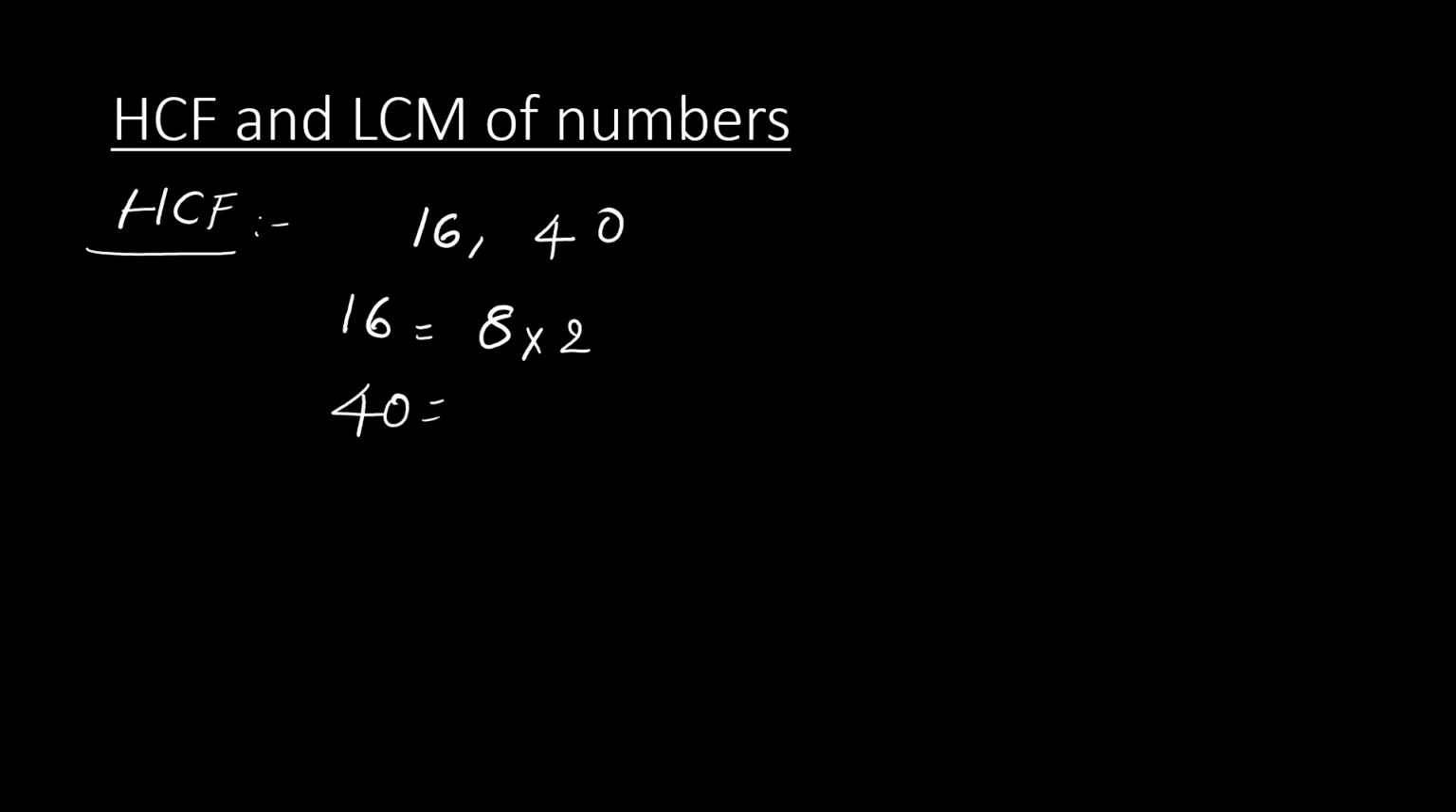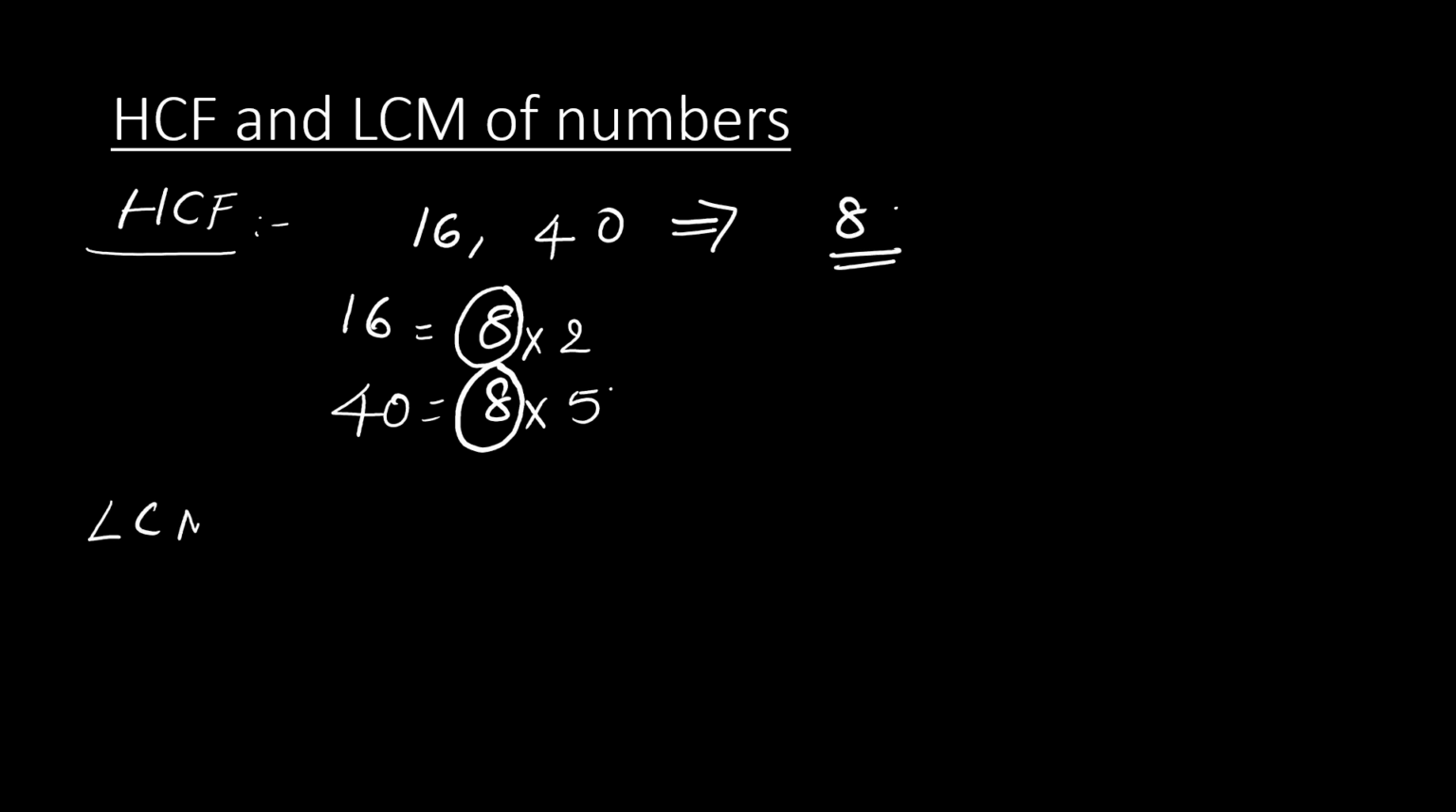Next is HCF and LCM of numbers. First we'll see HCF. Take two numbers, for example 16 and 40. What is 16? 16 is 8 into 2. 40 is 8 into 5. Here the highest common factor is 8. So HCF of 16 and 40 is 8. This is HCF, highest common factor.